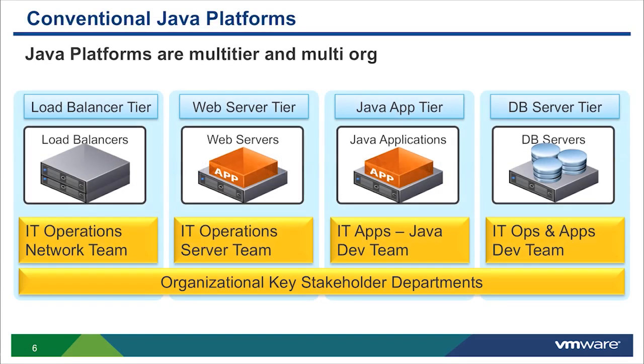About 3 years ago, I was asked to define what a Java platform is, and I looked back to the many years I was engaged in troubleshooting and trying to design Java platforms, and I realized that I spend most of my time across these 4 technology layers. First, you've got the load balancer tier, the web server tier, the Java application server tier, and the database server tier. As a Java DevOps person, developer/ops guy, you really are the glue across all of these technology tiers.